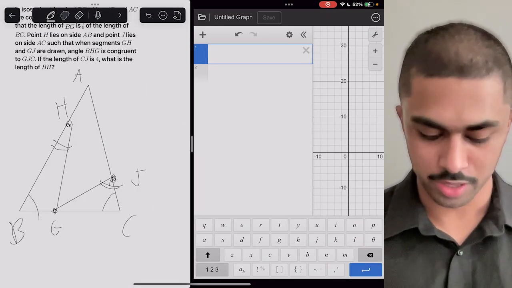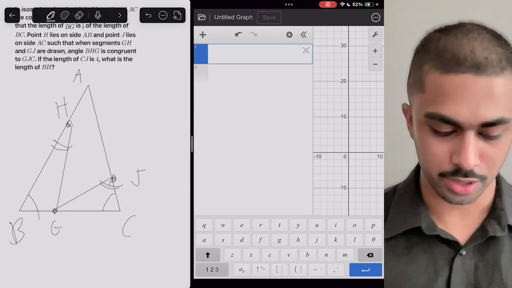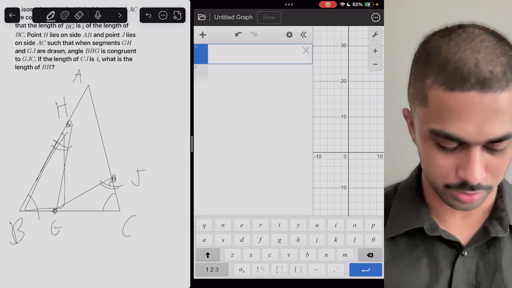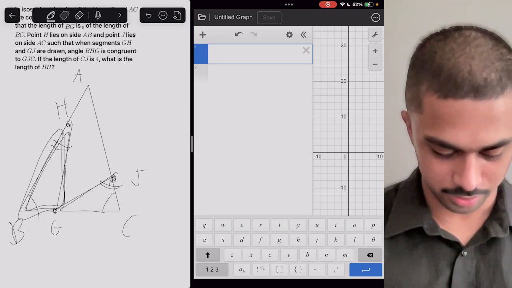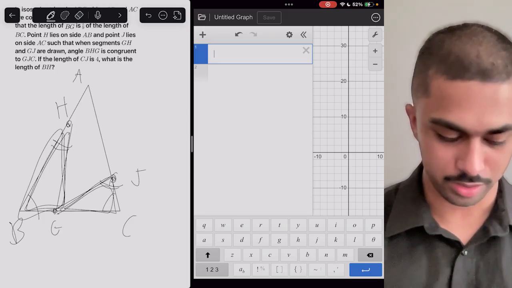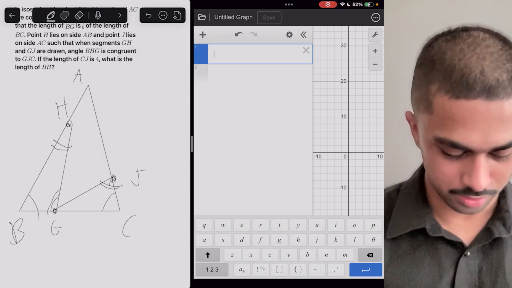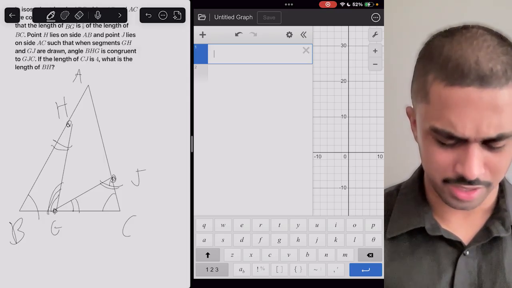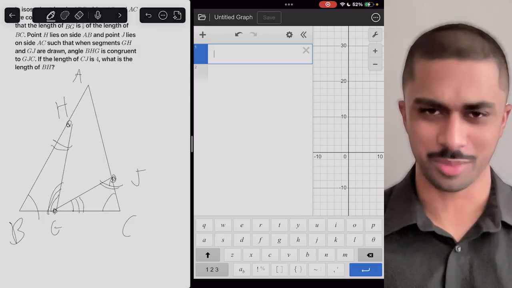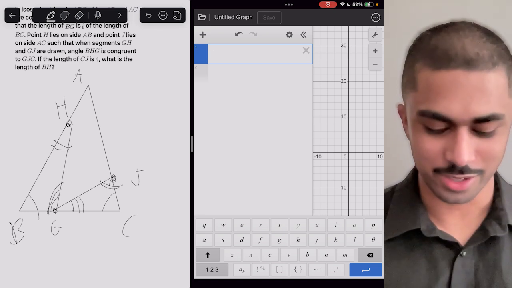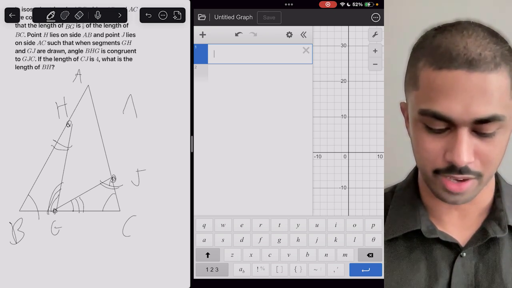From here, all we need to do is notice that these two triangles, this one right here and this one right here, are congruent. Did I say congruent? I meant similar. These two triangles are similar because of angle.